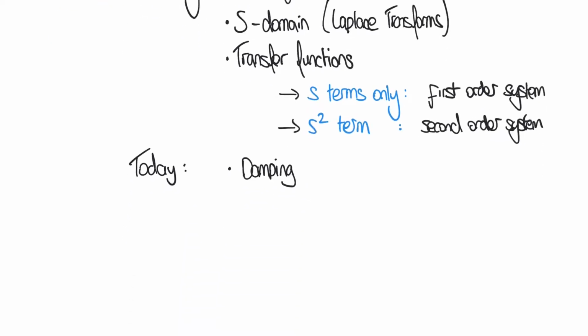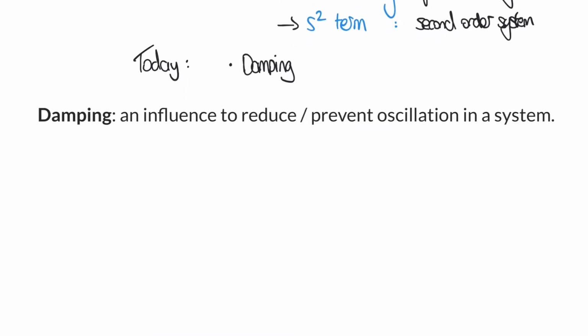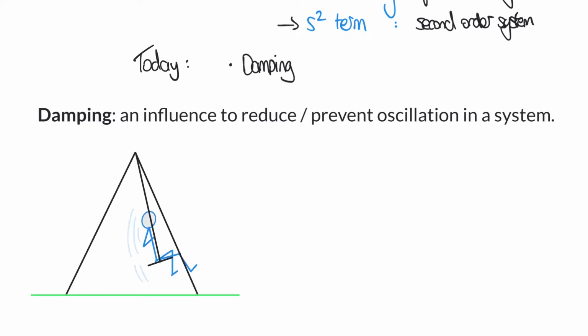As a broader definition, damping is an influence to reduce or prevent oscillation in a system. For a very simple example, suppose that you're swinging on a playground swing. If you let your feet drag across the floor at each pass, you're introducing damping into the system, in addition to damping that's already present due to factors such as friction and air resistance.